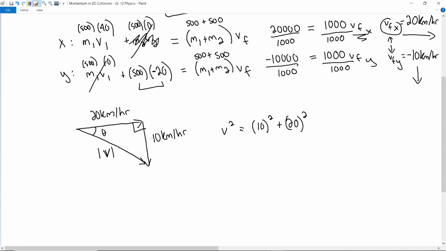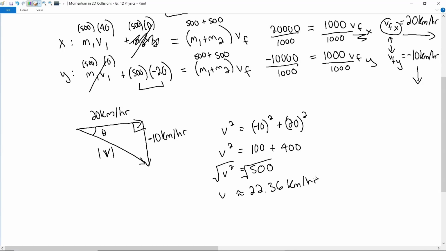I mean, I could leave this negative, but it won't really matter because we're going to square the number and we'll get rid of that, but I'll leave it negative. So we get 100 plus 400 gives us 500, and then I need to square root both sides. And this will be roughly 22.36 kilometers per hour. Finally, we need our angle.